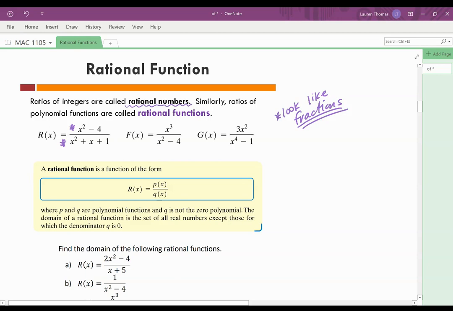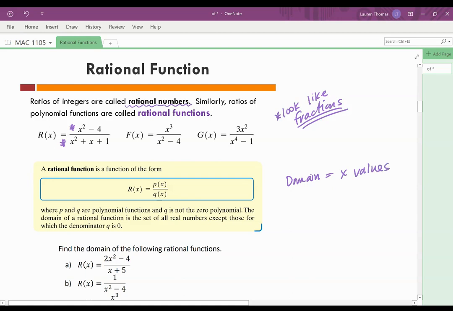The formal definition says a rational function is a function of the form r of x equals p of x over q of x, where p and q are polynomial functions, and q is not the zero polynomial. The domain of a rational function is the set of all real numbers except those for which the denominator q is equal to 0. Remember, the domain is talking about the x values.